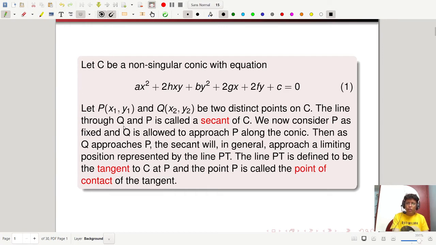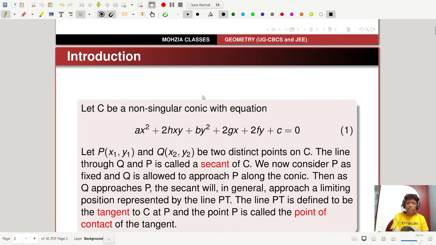The line through Q and P is called a secant of C. So you see, if this is your point P on the curve, and Q is another point on the curve, the conic. If you connect P with Q, this is your PQ. PQ is a secant, right?